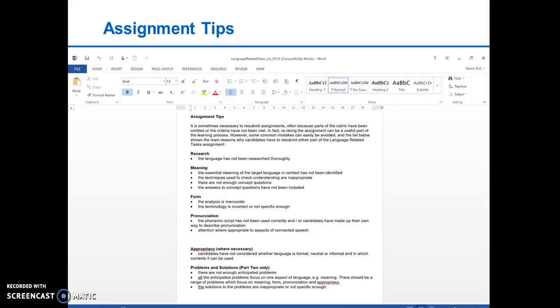Inaccurate analysis of form is a big problem for this assignment. Make sure that you really understand the nuts and bolts of the language that you are asked to analyse, and that you use the correct terminology in sufficient detail. And this is where the model answer comes in handy, because it shows you the level of detail required.